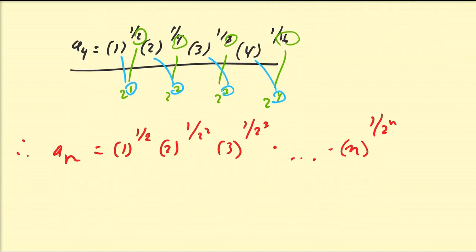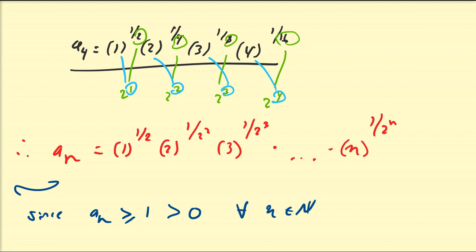Alright, so from here, what can we do? Since a_n is greater than or equal to 1, which is of course greater than or equal to 0, and this is going to be true for all n in the natural numbers. How do we know that that is true? Well, the first one is equal to 1, and the next one is going to be the 4th root of 2. The 4th root of 2, in case you don't know, is 1.189.